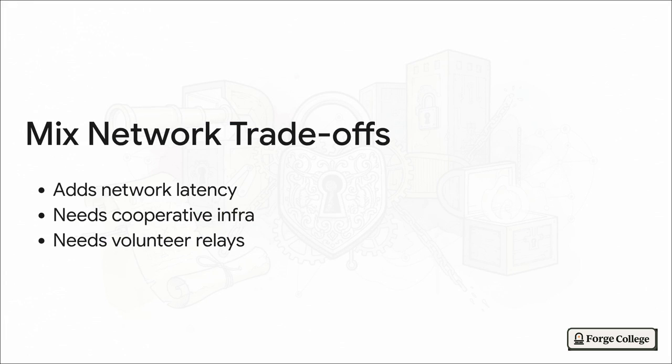You'd literally be waiting until the new millennium for an email to actually send. Adding a mixed network meant adding severe network latency. It was not snappy. Furthermore, it required cooperative infrastructure, meaning you were relying heavily on trusting random, volunteer relays across the globe to play fair. And to stop adversaries from just analyzing the timing of when messages went in and came out, it introduced the need for cover traffic, basically sending fake noisy messages just to confuse onlookers.